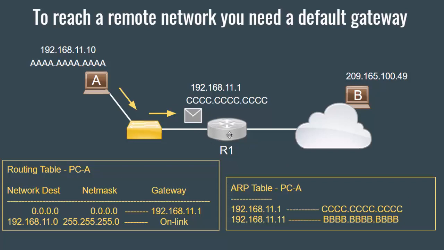Once the packet gets to the router, then the router can do its thing and find the best path to reach this destination network and then forward the packet out of the right interface based on R1's routing table. So to reach a remote network, you need a default gateway. But if you want to communicate on a local network, you don't need a default gateway. You just need ARP to resolve the MAC addresses to deliver a frame or packet on a local network to the MAC address of the NIC.